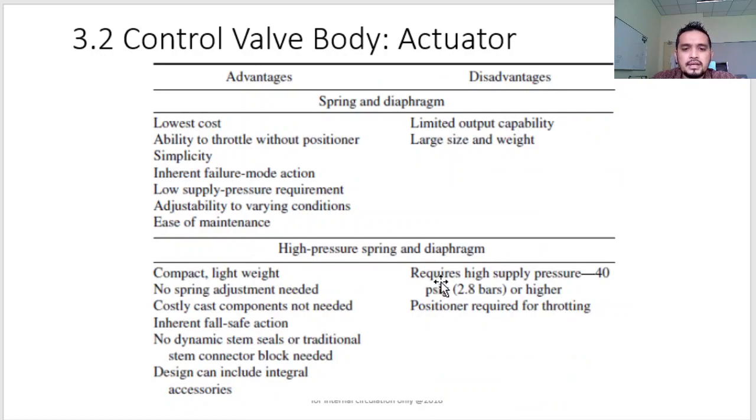You can read these advantages and disadvantages by yourself, and make sure you are able to do a simple comparison and understand the differences between one type of actuator and another. So this one, high pressure spring: obviously high pressure, we are talking about compact and light because they compress the spring into a smaller size. That's why they call it high pressure spring. And then you can read the rest.